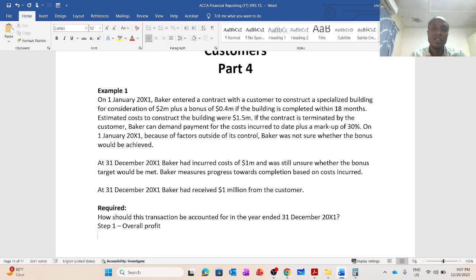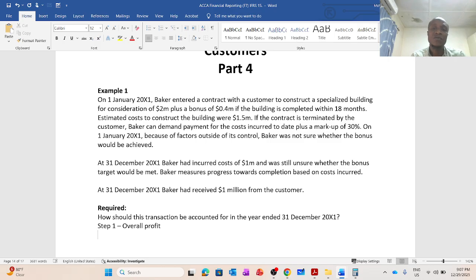First point, if the expected outcome is a profit, we are going to recognize revenue based on the progress. Second point, if the expected outcome from the contract agreement is a loss, then we are still going to recognize revenue based on the progress of the contract. Then secondly, we are going to make a provision for onerous contracts.